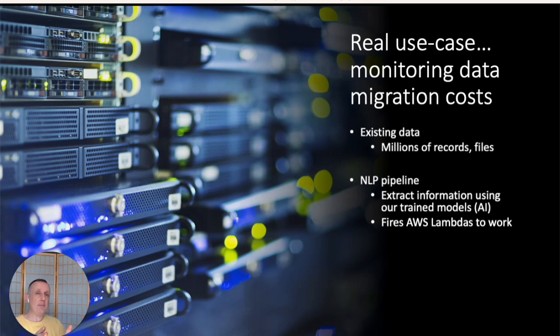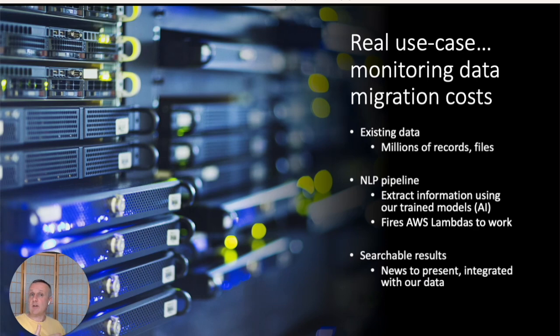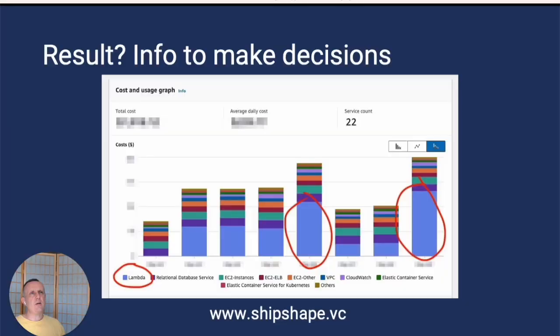If you don't know what a Lambda is, don't worry. It's basically a computer that fires up as you need it, so it only does things when you need it. Why do we do this? Because we end up with searchable results, news to present, integrated with our data. So the problem was, how do we actually know how much it's going to cost to run all this stuff through our funky tools? And the answer is just go and test it.